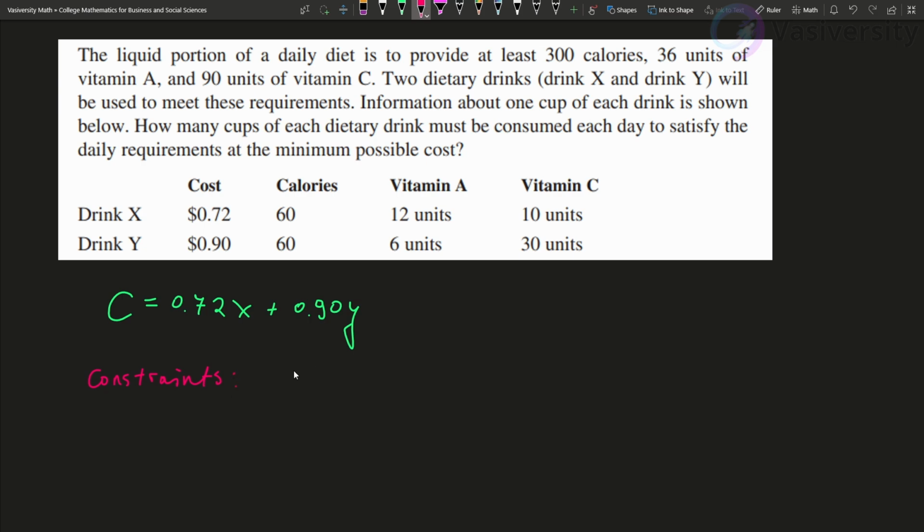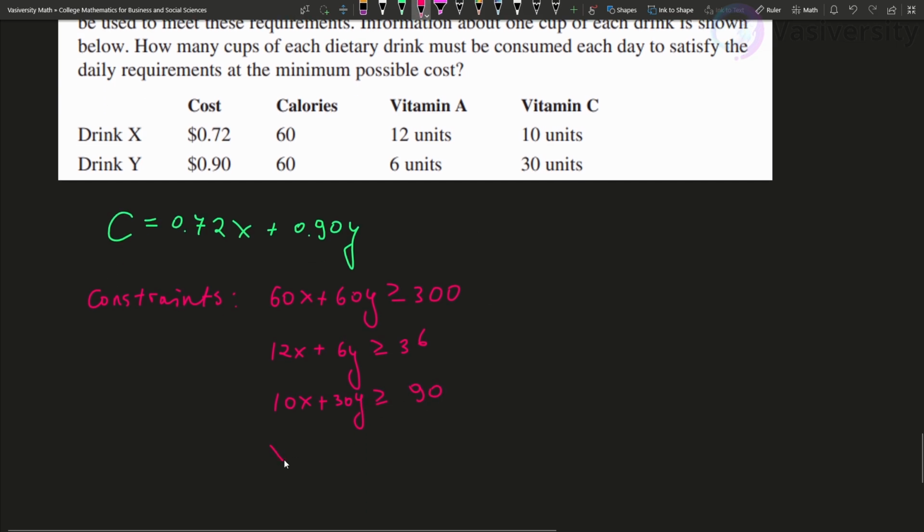We know 300 calories, right? In order for us to get calories, we have to have 60x plus 60y, which must be greater or equal to 300 at least. Then we know that 12x plus 6y must be greater or equal to 36. And then 10x plus 50y must be greater or equal to 90. And of course, we have to make sure that x is greater or equal to 0, y is greater or equal to 0. Okay, pause the video and try to find this region.